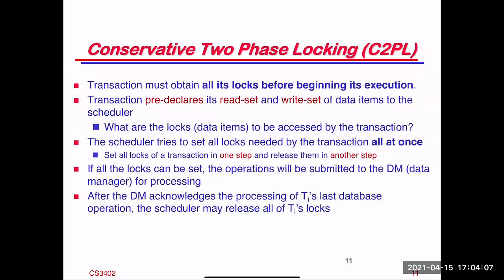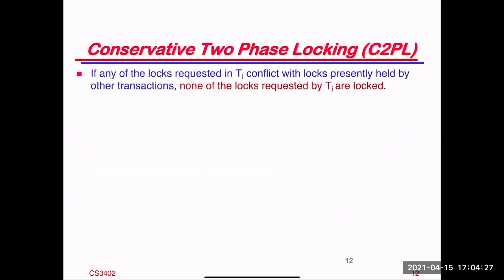All right. So if all the locks are available, so if none of the items that the transaction wants to access are locked, then the operations will be submitted to the data manager for actual processing. And when I say operations, what I mean is the operations of that transaction. If any of the locks requested by Ti conflict with the locks held by other transactions, then none of the locks requested by Ti are locked.